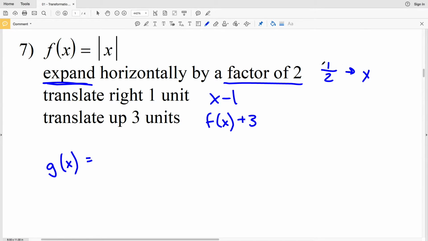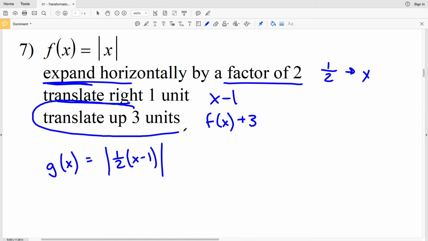First, we'll deal with what happens to our variable itself. So within that absolute value function, we're translating, because remember we need to do that before we expand or compress horizontally. So we're going to have x minus 1, and that gets multiplied by 1/2 for the expansion horizontally. So now we have our new function expanded and translated to the right, but now we need to translate that entire function up, because that 3 gets added to the function itself. So then we'll add 3.